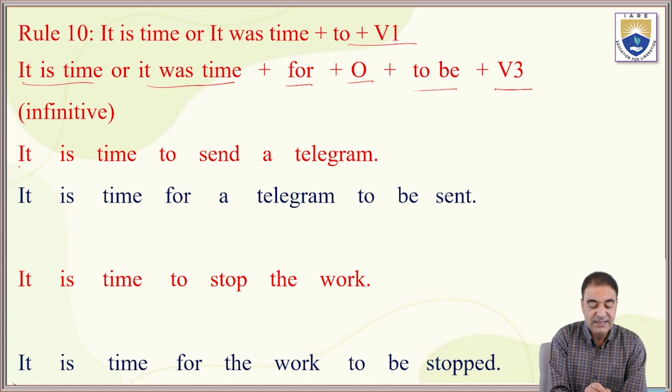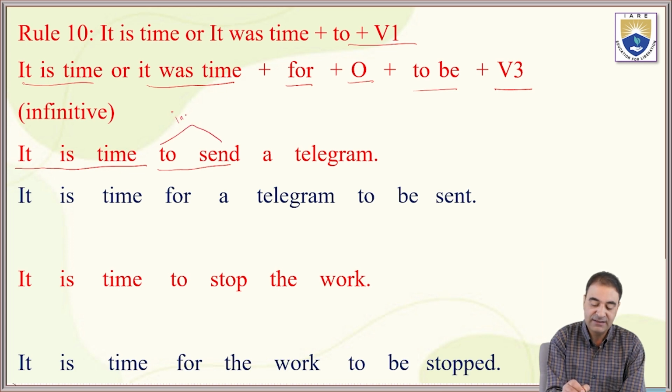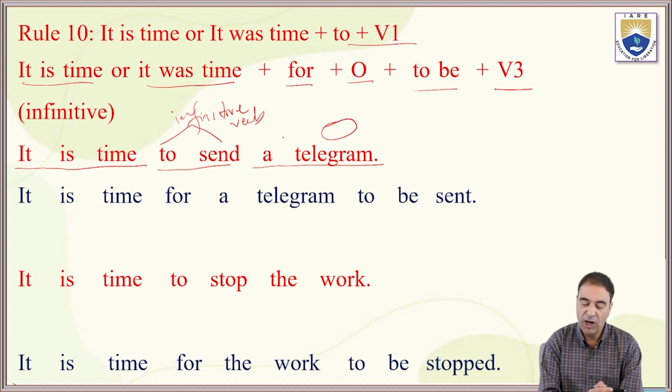Look at the sentence: "It is time to send a telegram." "To send" is the infinitive verb or non-finite verb. "A telegram" is an object. Now, how will it change? "It is time" will not change. It will remain the same. It is time.